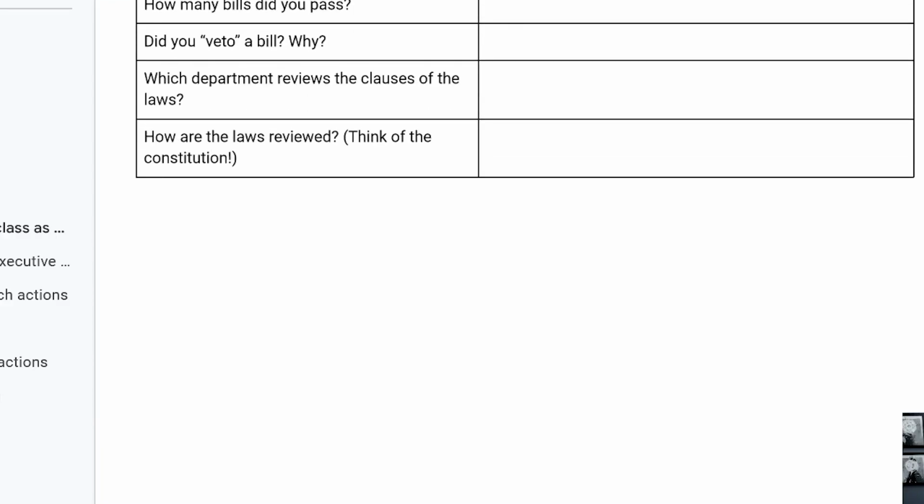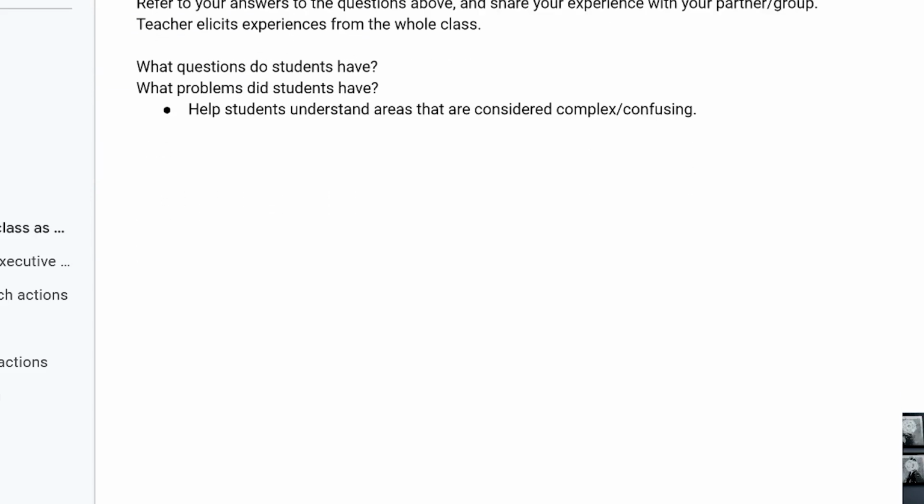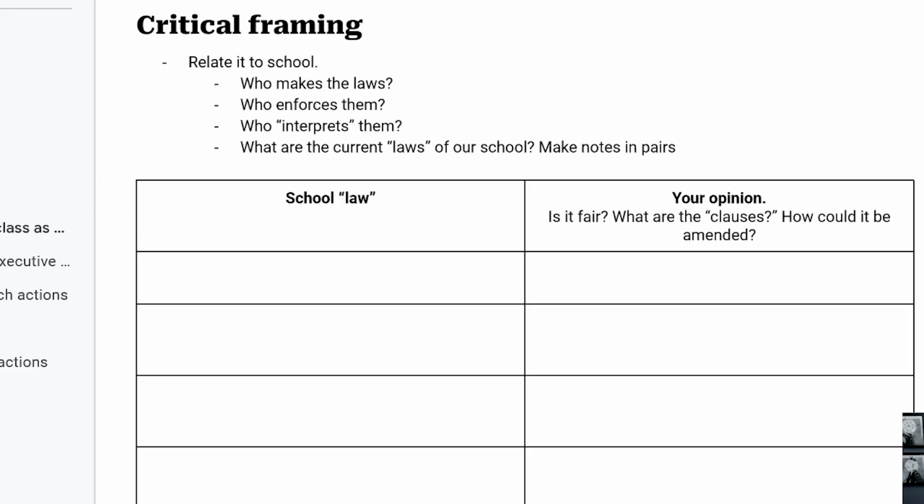Then the guided instruction phase, which is below on the next page, is simply to have the students do a kind of think, pair, share activity. So critical framing. This is where we relate it to school. So who makes the laws in school? Who enforces them? Who interprets them? What are the current laws? What's your opinion of it? Again, talk to your friend, and then talk to the class. That's great. I love that.